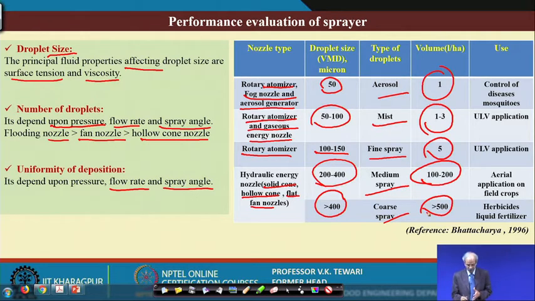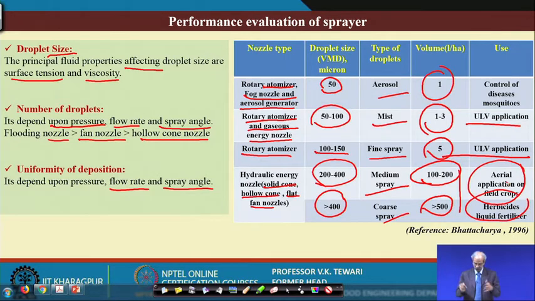The uses are of course given: when it is between 1 and 1.3, you can see ultra low volume applications. Even up to 5 liters per hectare is ultra low volume, where sometimes people say about 9 liters or so. But quite often you will find that 5 to 7 is within this. Now, 100, 200 and below, and above 500 liters per hectare, will be going to aerial application of field crops and herbicide and liquid fertilizers. When you are talking of high volume, you need different types of equipment as well as different processes by which these are to be given.